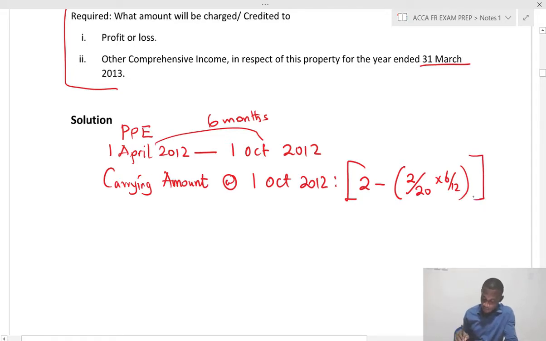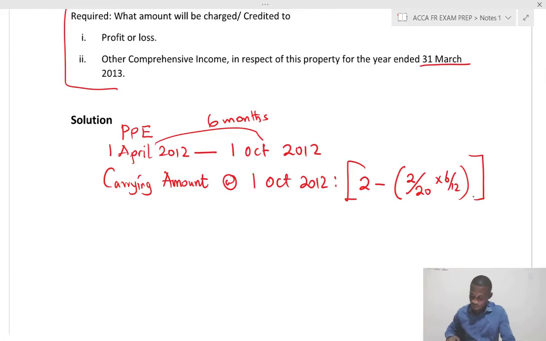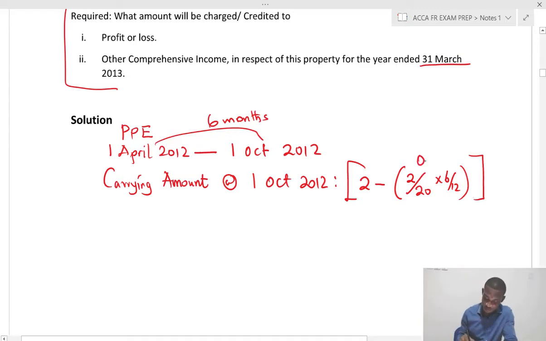Now let's check the depreciation. 2 divided by 20, that is 0.1, and half of that, which is 6 over 12, is 0.05. And when you take it from 2, we would have 1.95.